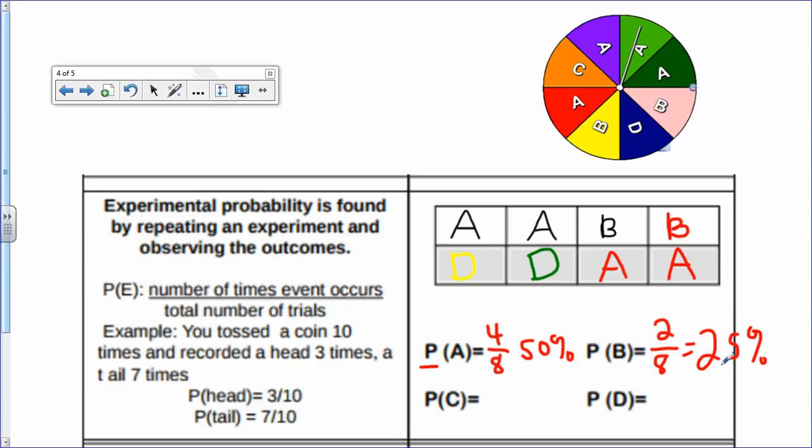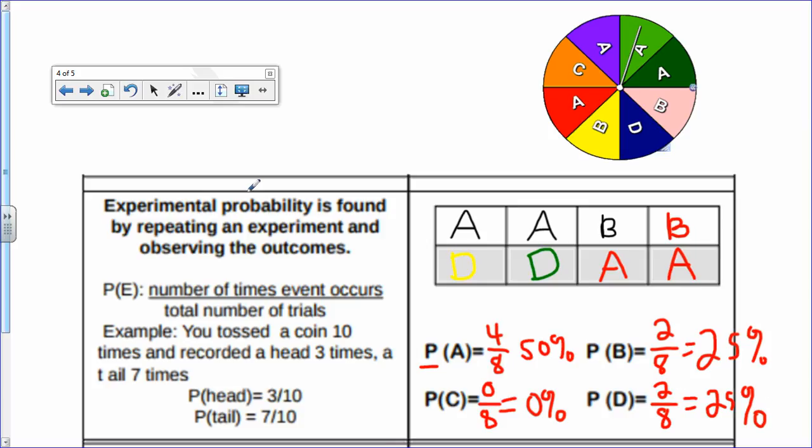C's, I got 0. So we're going to say 0 out of 8, or 0%. So I should have, according to theoretical probability, gotten at least 1 C, but I did not. And then D's, I got 2, so it's 2 out of 8, which is 1 more than what I would expect for getting D according to theoretical. That's why experimental is different than theoretical. Theory, what should happen, experimental, what actually did.